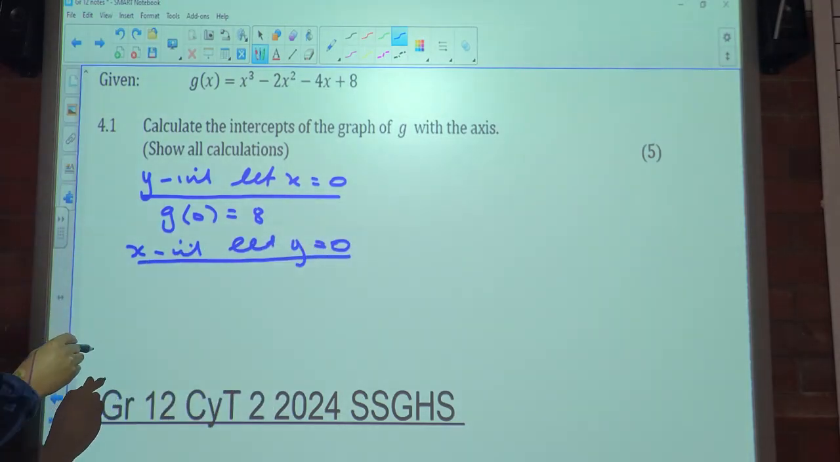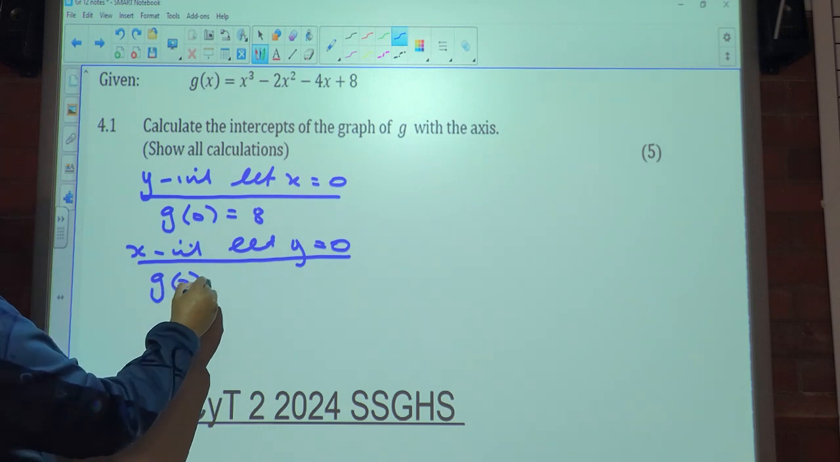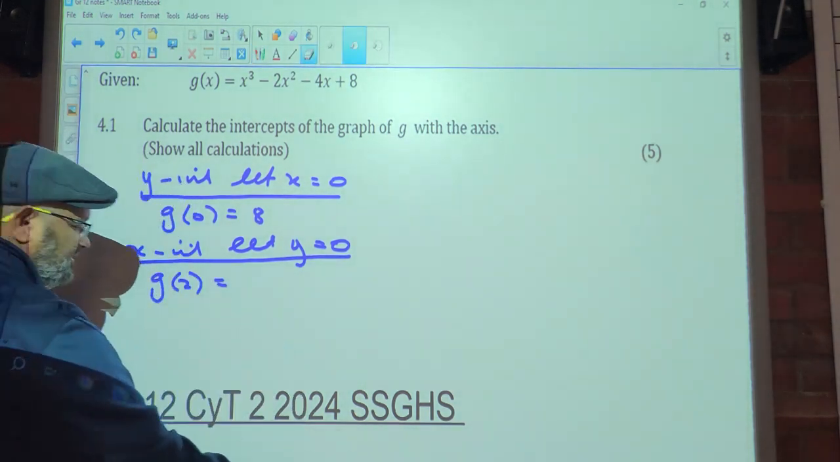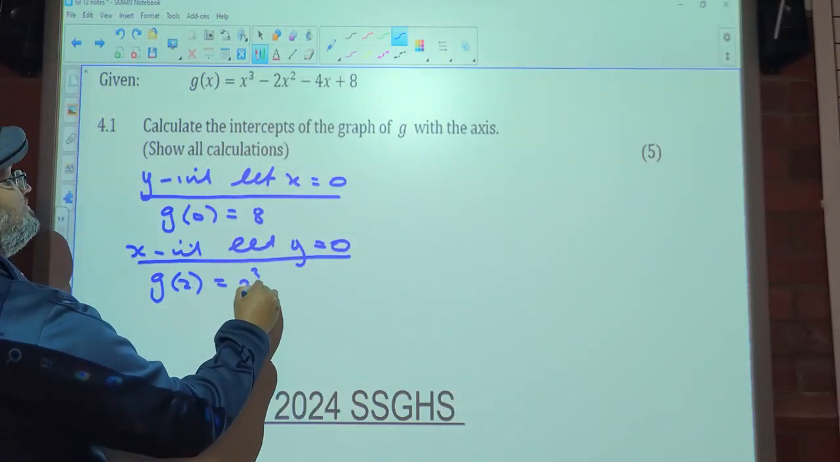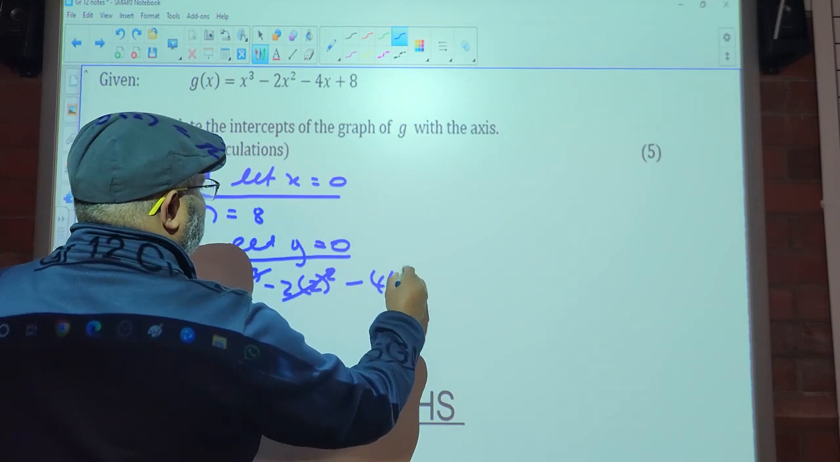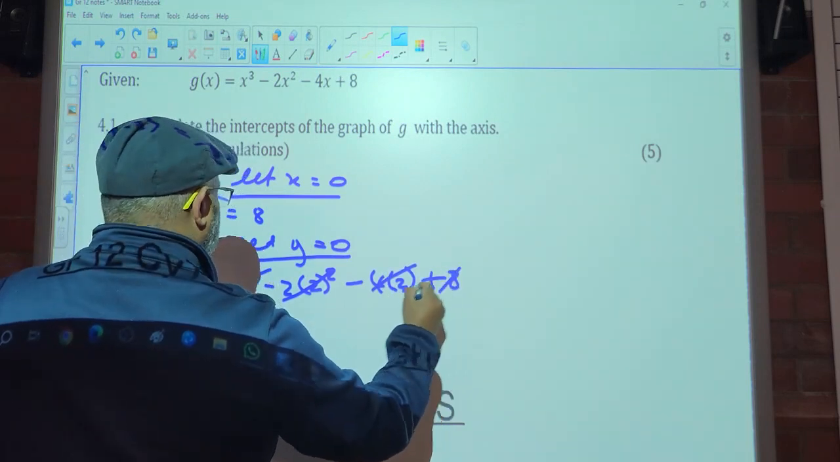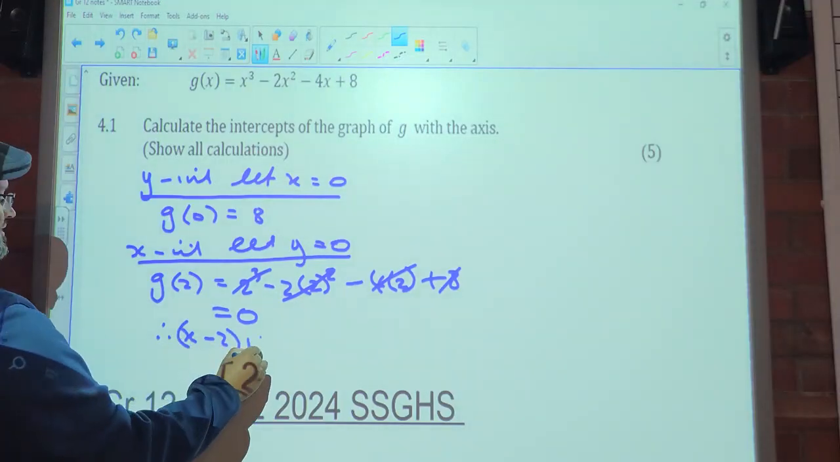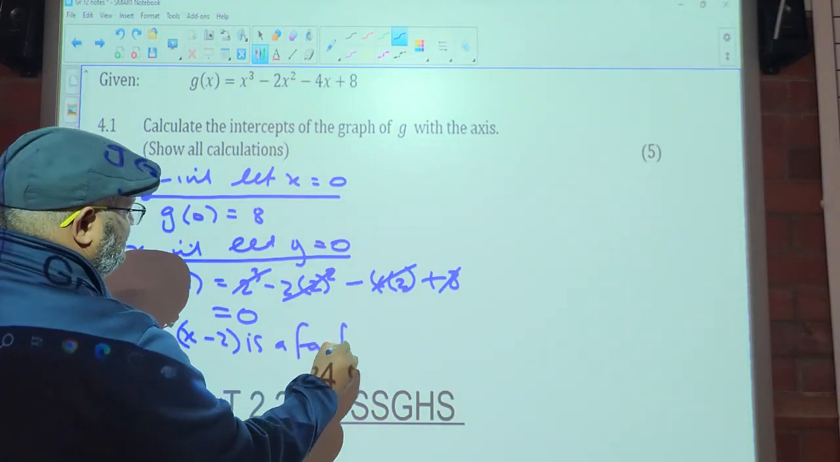So I needed to test for factors here, and g of 2 gave me 0. So what you have to do is say 2 cubed minus 2 times 2 squared, which cancels already, minus 4 times 2, which is 8, plus 8 is also 0. So we conclude, therefore, x minus 2 is a factor.